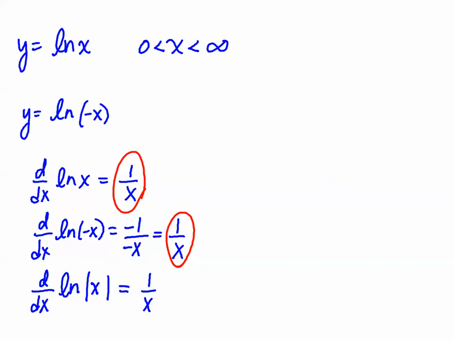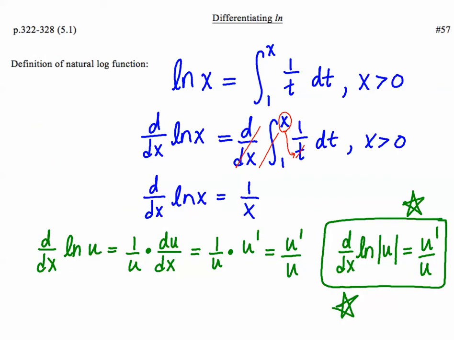Or better yet, we say the derivative of the natural log of the absolute value of u, since we know the inside could be anything, is u prime over u. Let's practice using that derivative.